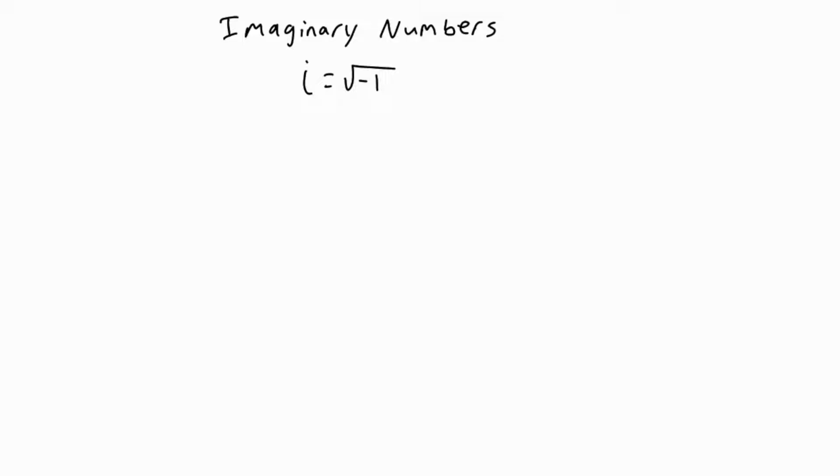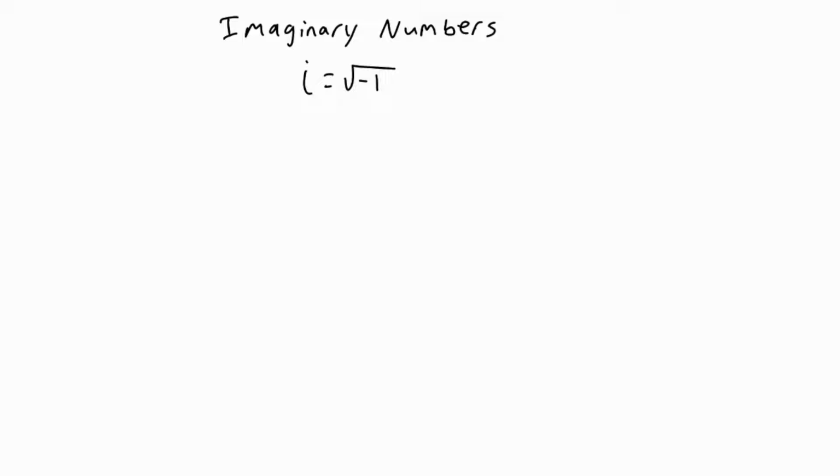Alright, so first we're going to talk about imaginary numbers. i is known as the imaginary number. So i is the square root of negative 1. Normally, you can't find the square root of negative 1. If you try to put that into your calculator, it's going to come back with an error.